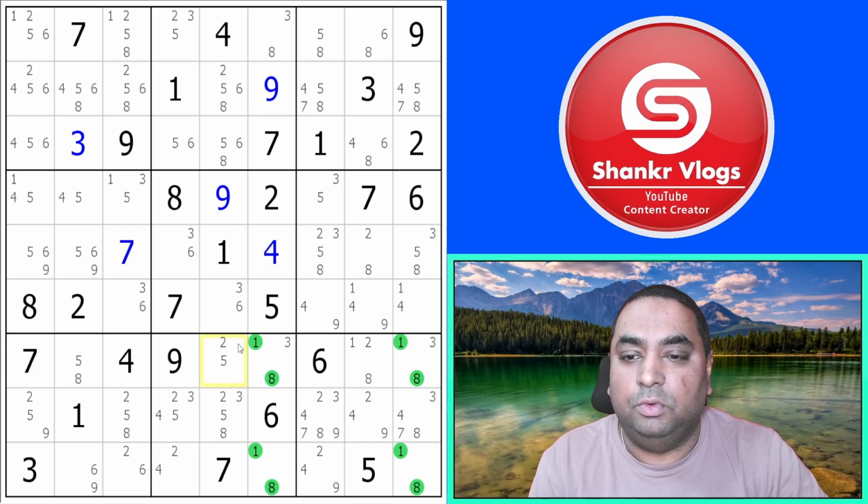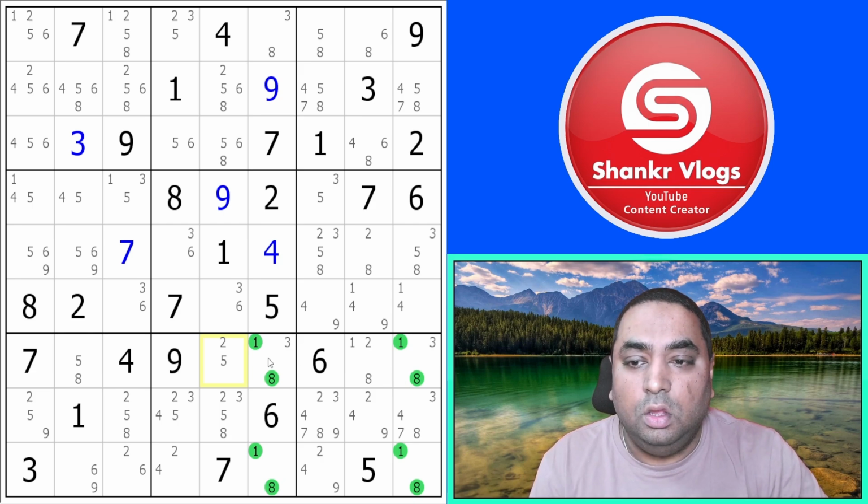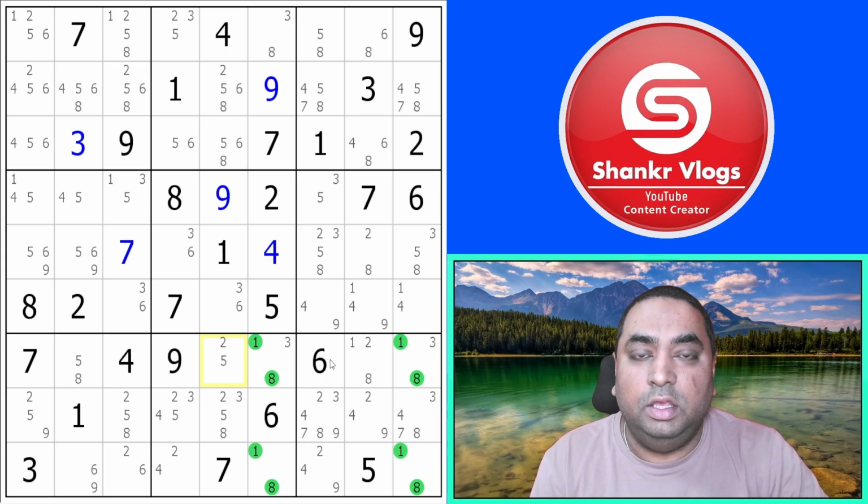So here 3 can be removed. If you carefully observe, you should not remove 3 from here, because these two cells are outside of the block. So it is impossible to remove 3 from here. Only when these two cells are placed in a block can we remove the additional candidate.